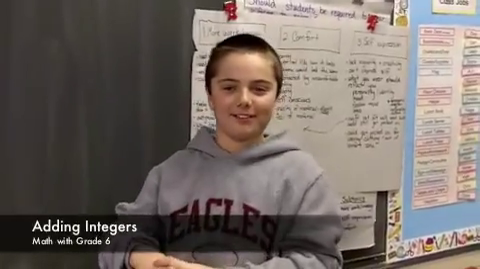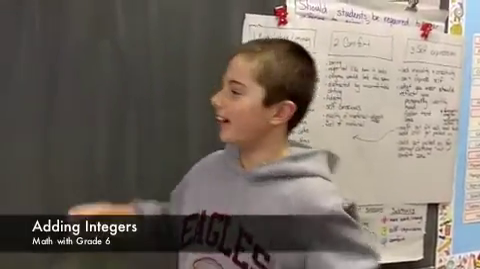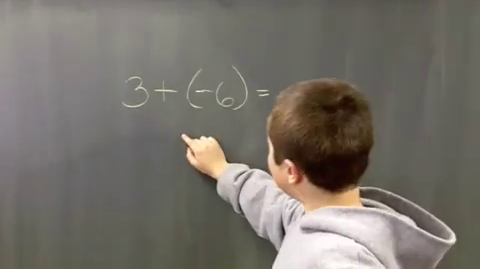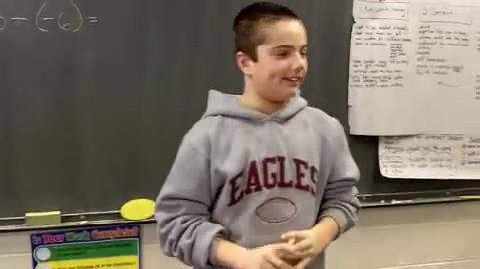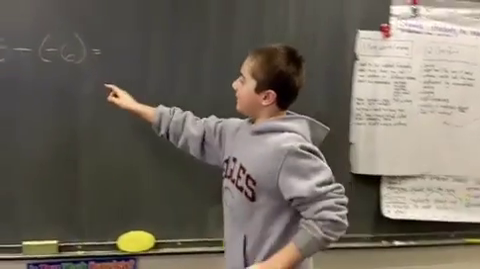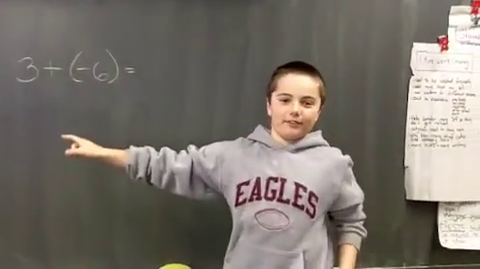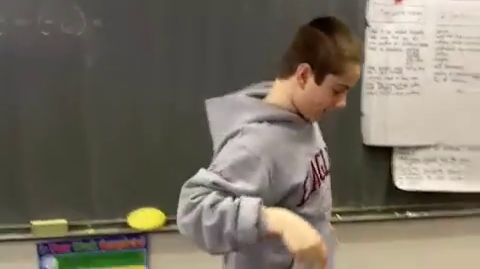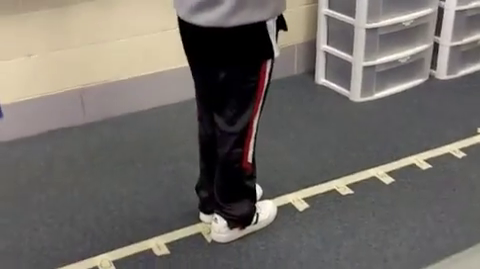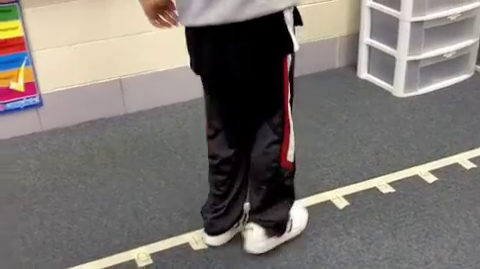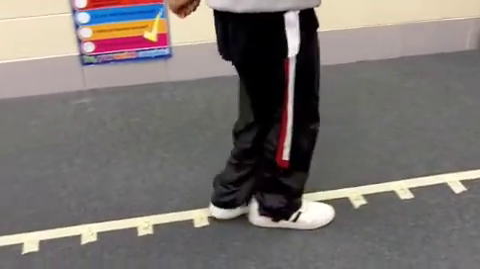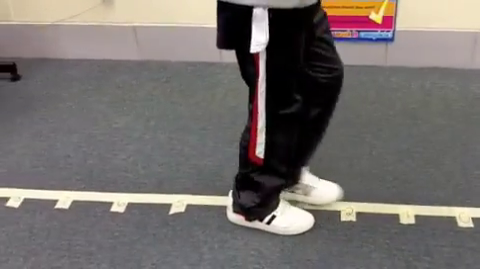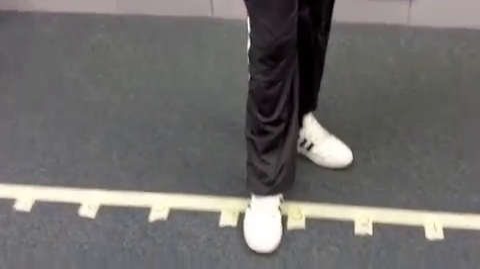In class, we've been learning how to add integers. I'm going to show you how to add 3 plus -6 on a number line. When you add a negative integer to a whole number, it's like subtracting from the whole number. So if I start at 3 and add -6, I go back 6 steps, and I get -3.